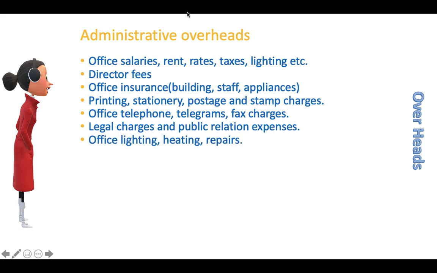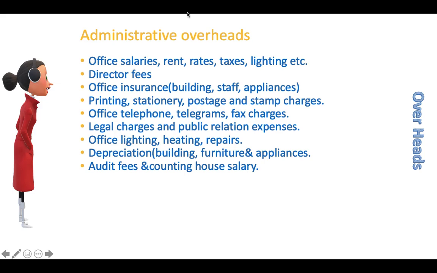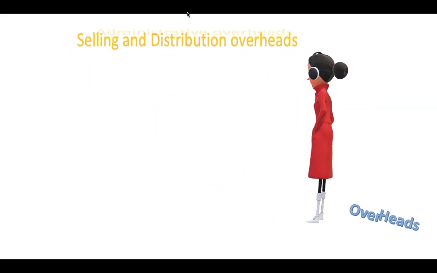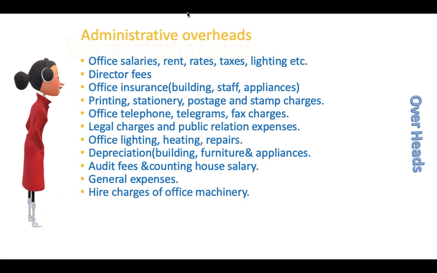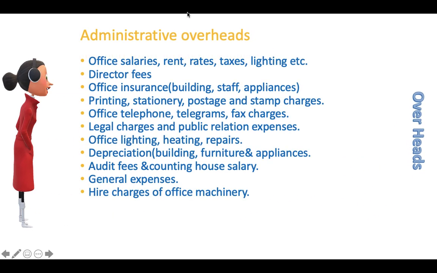Then office lighting, heating and repairs. Then depreciation of the building. Depreciation regarding the office building, and not the factory, will come under the office overheads. Similarly, office furniture and office appliances will come under the office overheads. The next are audit fees, counting house salary, general expenses, and hire charges of office machinery. These are the various things we can see under office overheads or administration overheads. These are the maximum categories or headings we can see in most problems.